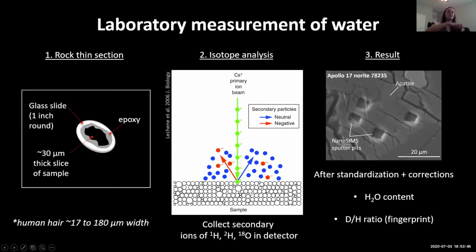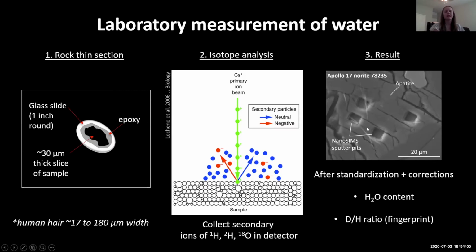We're going to transmit them into a mass spectrometer and measure the isotopes of, in our case, when we're talking about water, we're going to focus on hydrogen, deuterium, or hydrogen-2, and also maybe we would look at oxygen-18. And we would measure those in detectors.